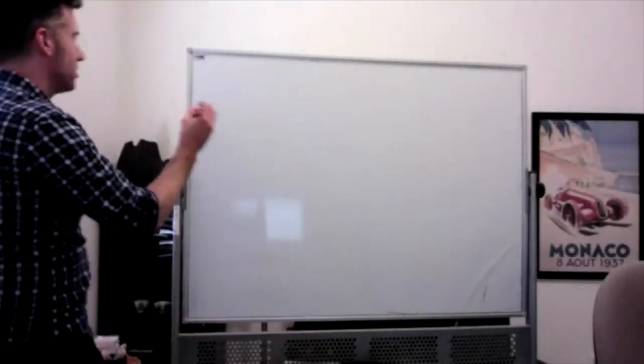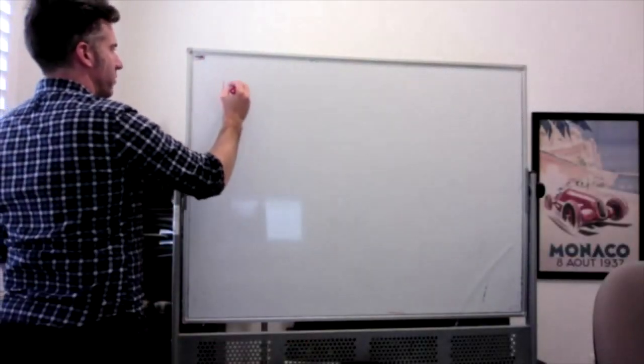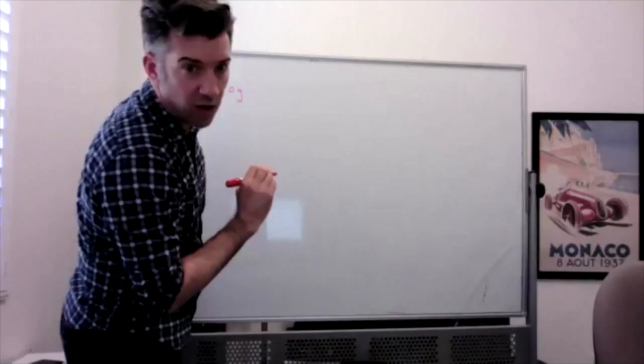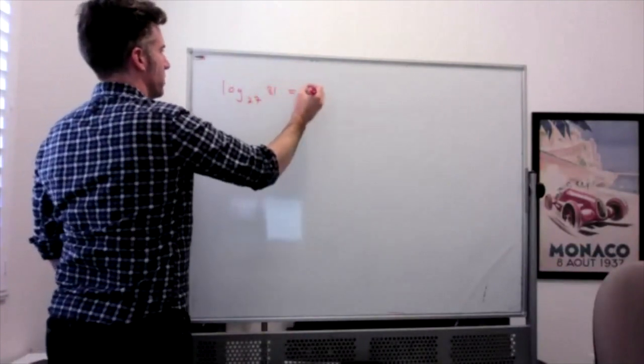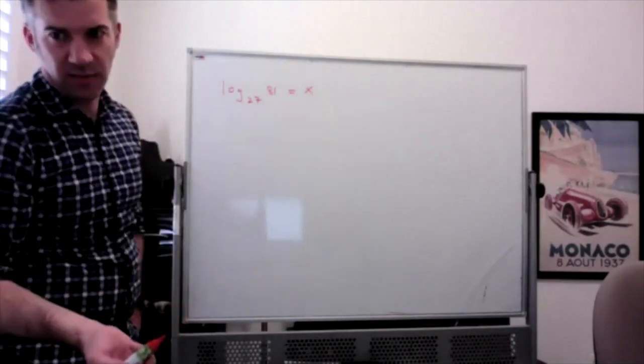That's okay. So I want to solve for x. I'm going to solve, so here's the first question. Solve for x. Log base 27 of 81 equals x. I think we did this one last time, but I'll show you again.